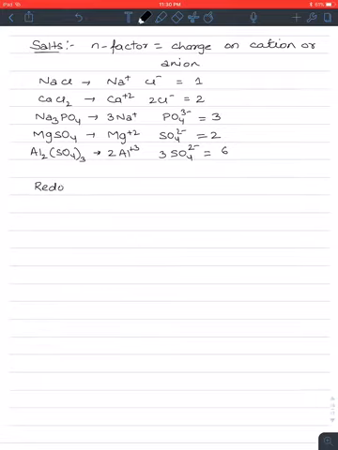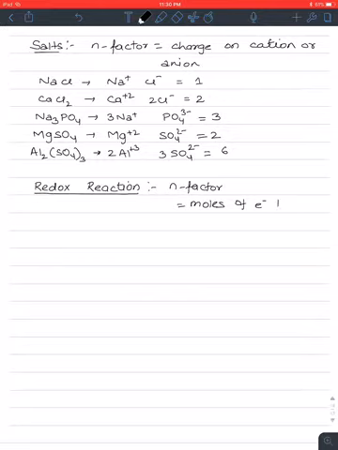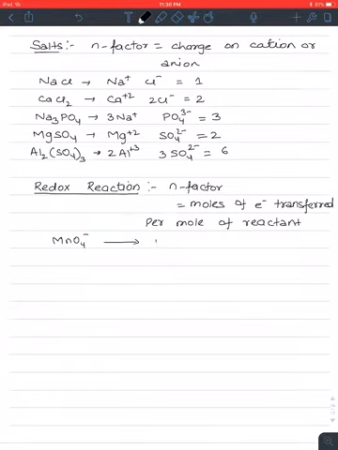Fourth is for redox reaction. So for redox reaction, N factor is the moles of electrons transferred. The first expression which you have written for N factor is moles of electrons transferred per mole of reactant. Just say for example, if I'm having MnO4 minus in acidic medium, it is converted to Mn2+.